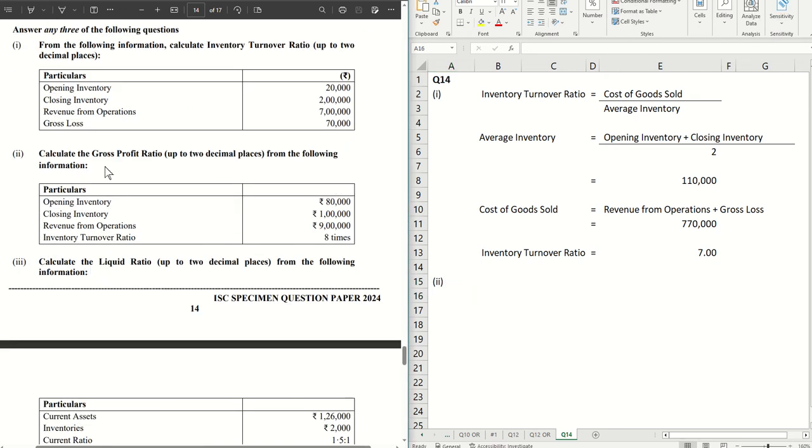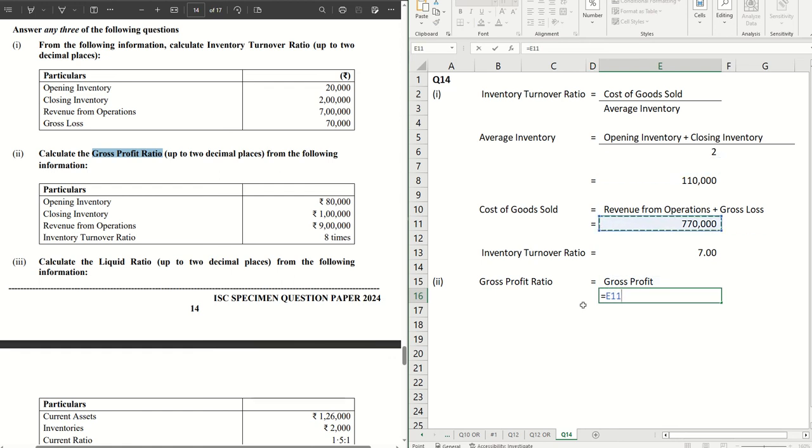In the second one, we are asked to calculate the gross profit ratio, and we have been given opening inventory, closing inventory, revenue from operations, and inventory turnover ratio. So let's write the formula for gross profit ratio, which is gross profit, which in this question we have to calculate as it's not given, by revenue from operations. Revenue from operations is given straight away in the question as 2,00,000.